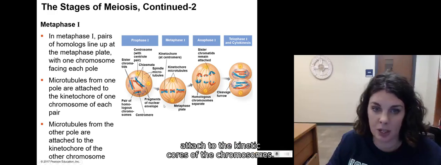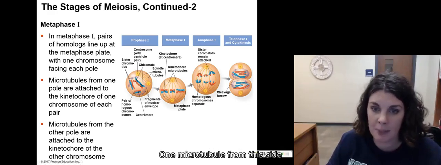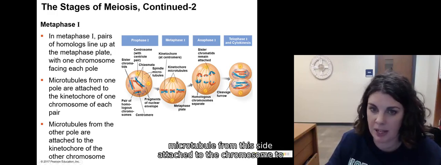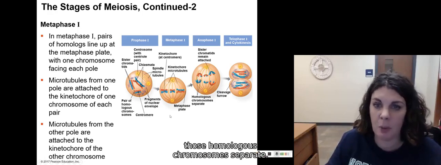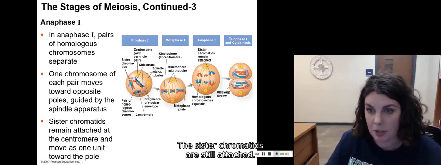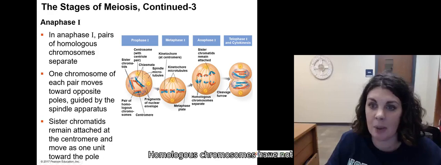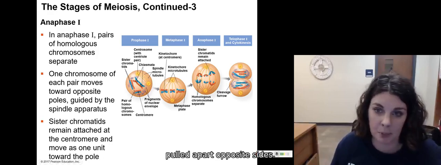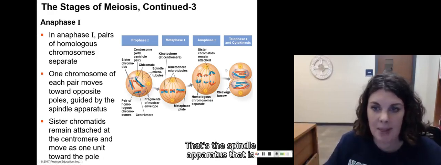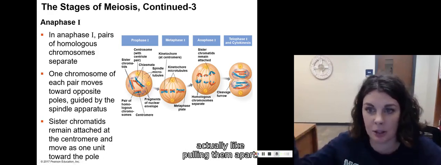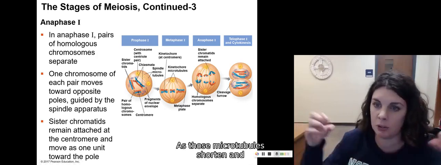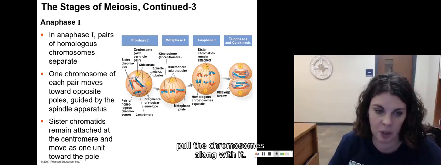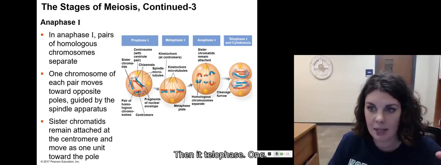Your microtubules are going to attach to the kinetochores of the chromosomes. So one microtubule from this side attaches to the chromosome here. A microtubule from this side attaches to the chromosome here. At anaphase 1, those homologous chromosomes separate. So the sister chromatids are still attached, but homologous chromosomes have now pulled apart to opposite sides. And that's the spindle apparatus actually pulling them apart, those microtubules making them move as they shorten and pull the chromosomes along with them.